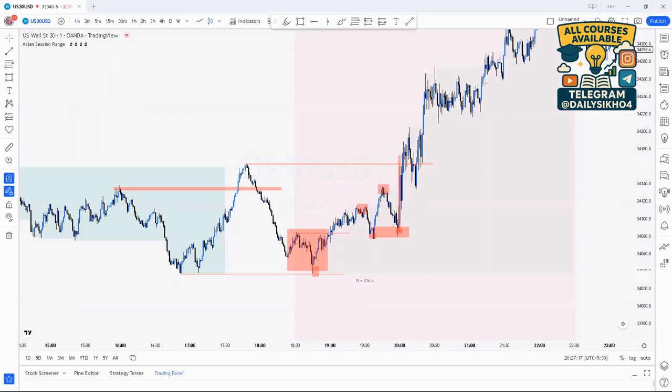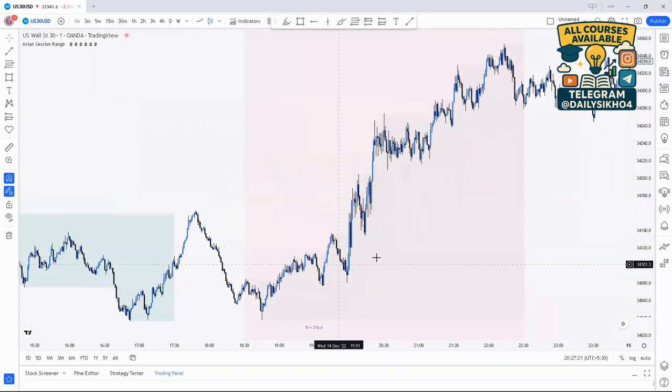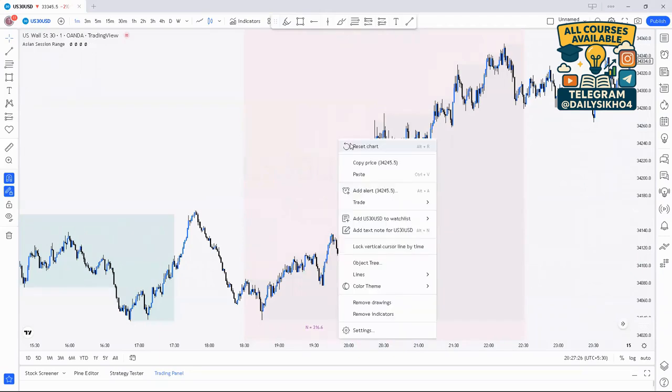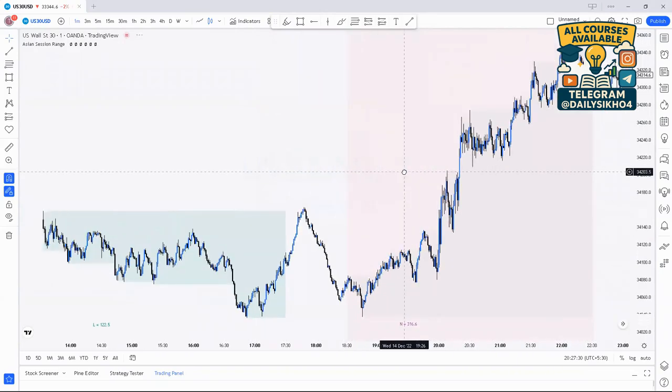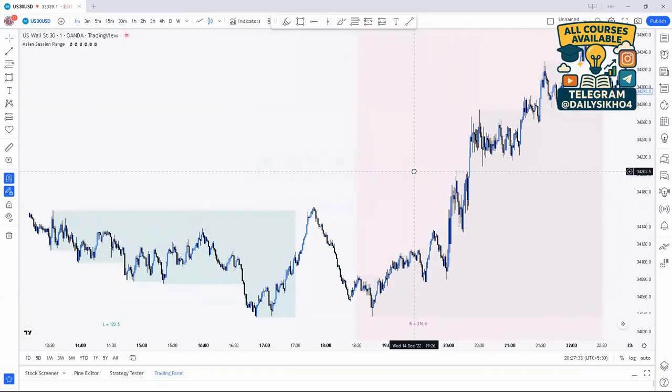There were a lot of continuations happening after that as well. So the New York session is always going to be good, bro. The New York session is one of the best sessions for trading US 30, because most likely you'll at least find one good trade, and if you don't find one, that's still fine, because you should not be forcing trades.